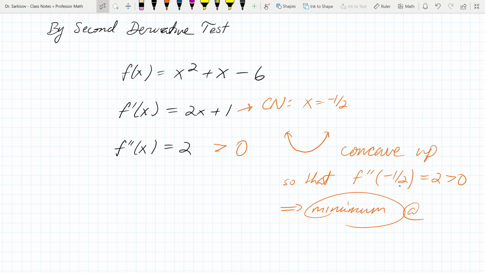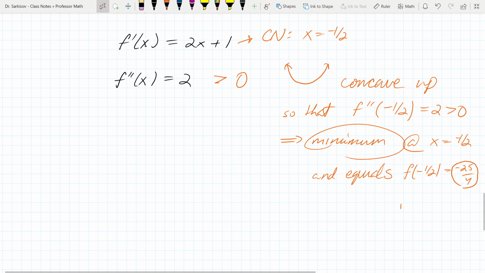So we were wondering, is it a maximum or minimum? It's a minimum at x equals negative 1/2, and we compute it: f of negative 1/2 is equal to negative 25/4. And we're done, okay? Regardless of which way you do it, you get the right answer. You have to be careful. But just remember, there's an algebraic component to solving this minimum or maximum of a quadratic function.